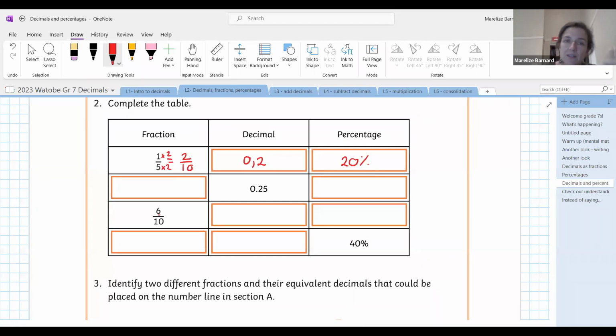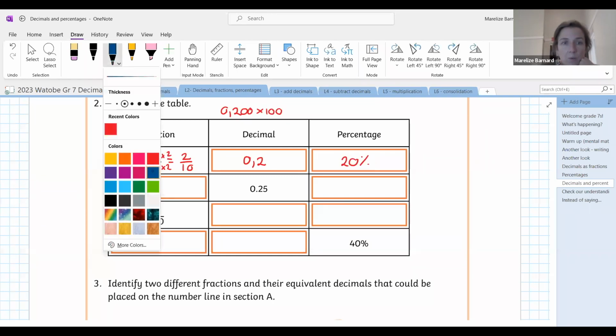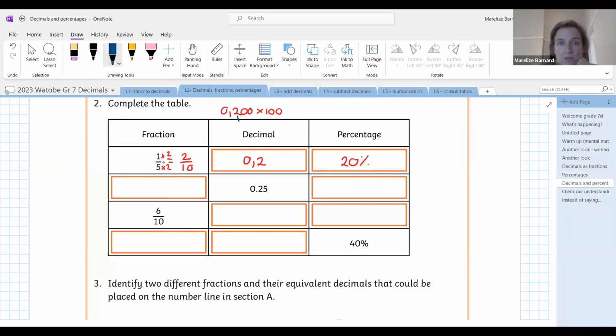So one way to do it is to just always take the decimal. So if this is 0,2, we can times that by 100. And I'm going to put some extra zeros here to help us. And if we times it by 100, we are going to move that decimal 2 places. And that's going to go to 20,0, and that gives you the percent. So if you want to convert from a decimal to a percentage, you times by 100.